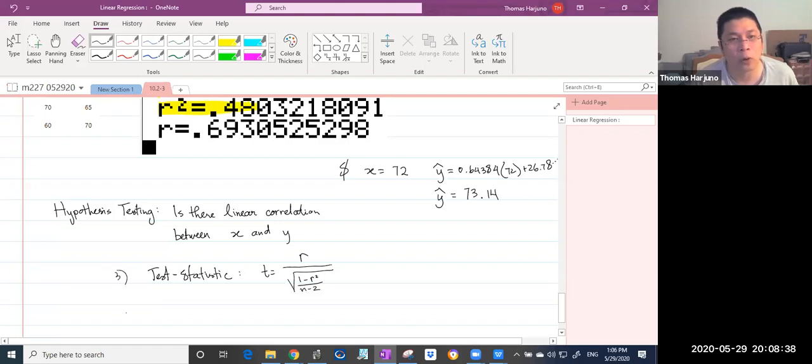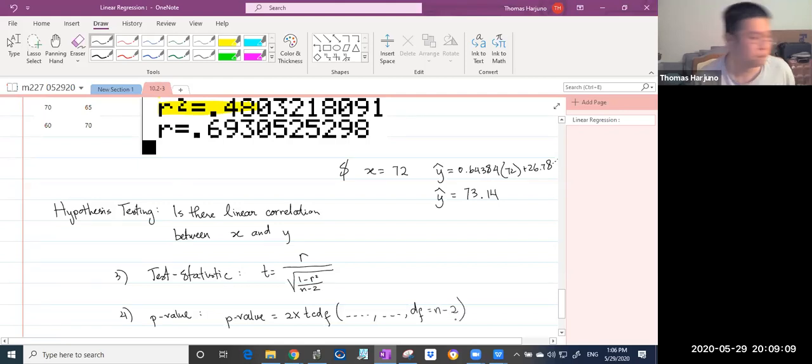In step 4, the p-value will be two-tailed. It will be 2 times tcdf, and whatever we get there, comma, comma, and then the degrees of freedom will be 2 less than the sample size. Okay, 2 less than the sample size.